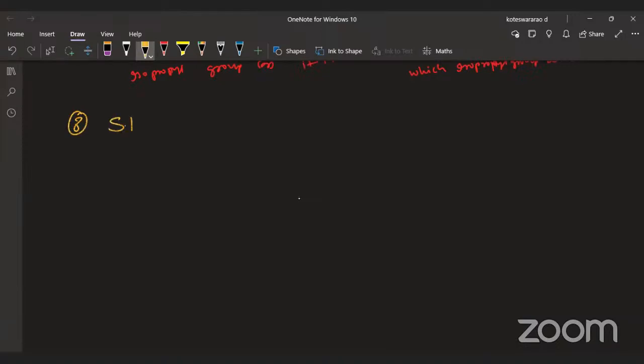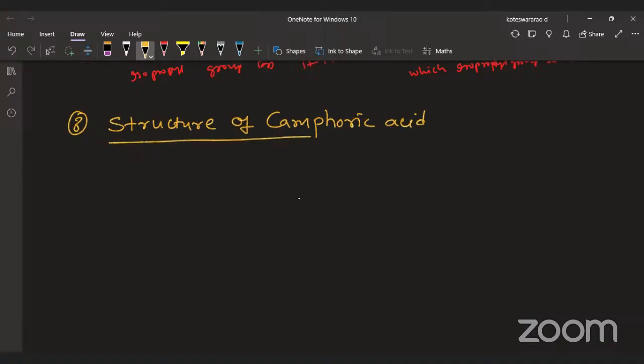Structure of camphoric acid. What is the molecular formula of camphoric acid? It is a dioic acid, as you already know. Point A: the molecular formula is C10H16O4.